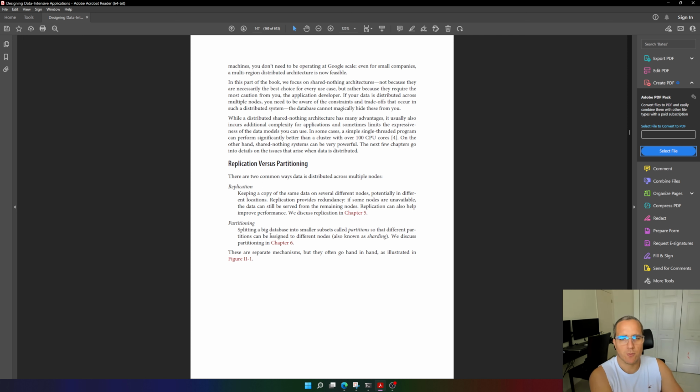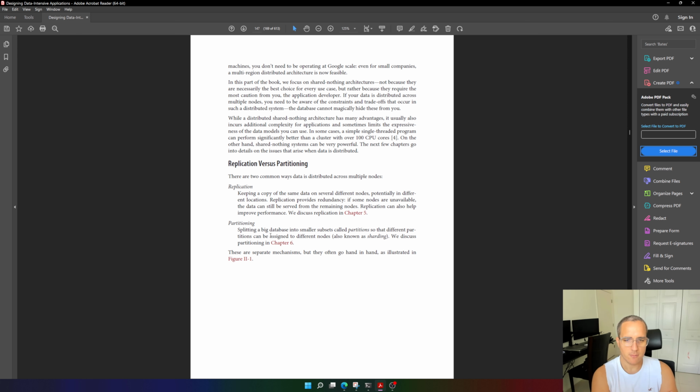Replication versus partitioning. There are two common ways data is distributed across multiple nodes. Replication: keeping a copy of the same data on several different nodes, potentially in different locations. Replication provides redundancy. If some nodes are unavailable, the data can still be served from the remaining nodes. Replication can also help improve performance. We discussed replication in Chapter 5.